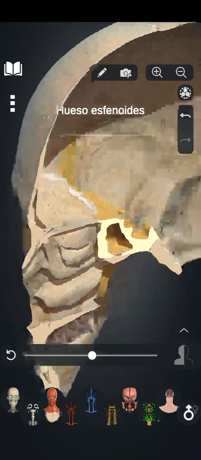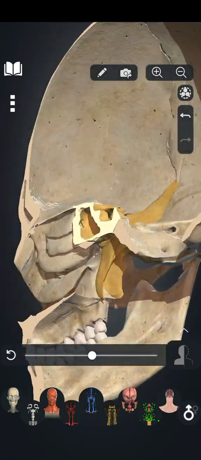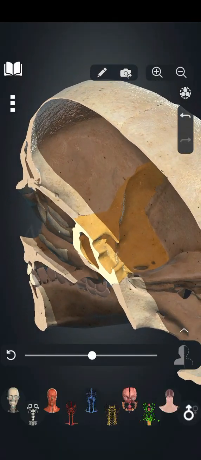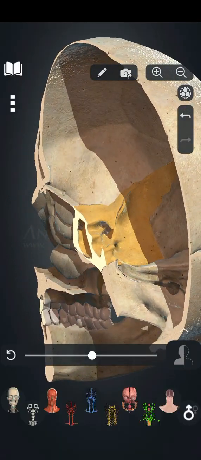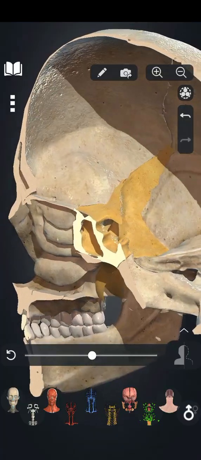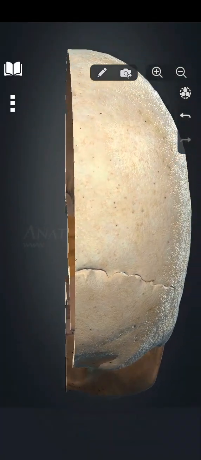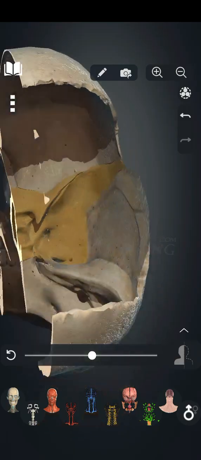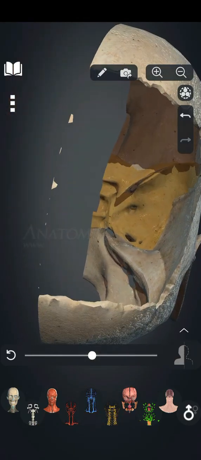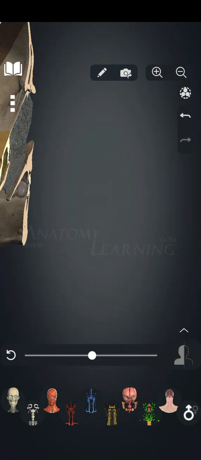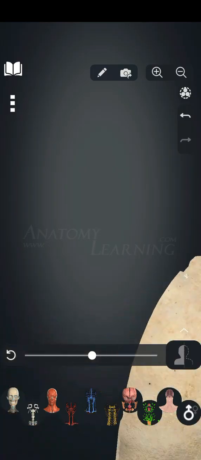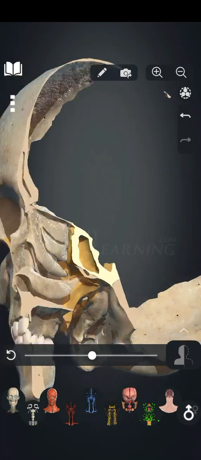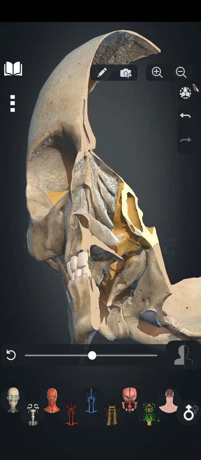Superiorly, the sphenoid body presents the sella turcica, a saddle-shaped depression that houses the pituitary gland. This region is subdivided into the tuberculum sellae anteriorly, the hypophyseal fossa centrally, and the dorsum sellae posteriorly. The anterior and posterior clinoid processes serve as attachment points for the tentorium cerebelli, a dural fold that separates the cerebrum from the cerebellum. This structural arrangement demonstrates the integration between bone and meningeal architecture.